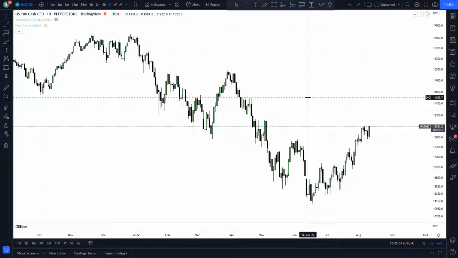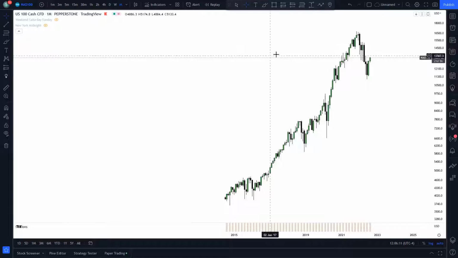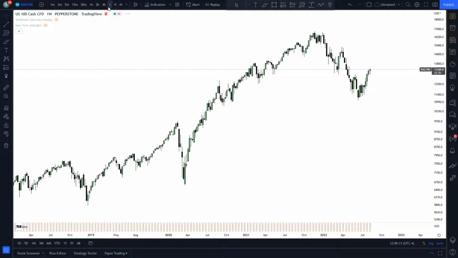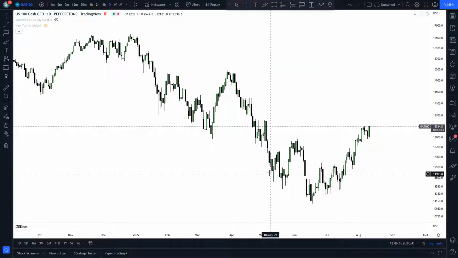So when it comes to top-down analysis, most people online will teach you the same things. They'll start you at the monthly and mark out all the key areas, then go to the weekly, go to the daily, and then all the way down to the 1 minute.